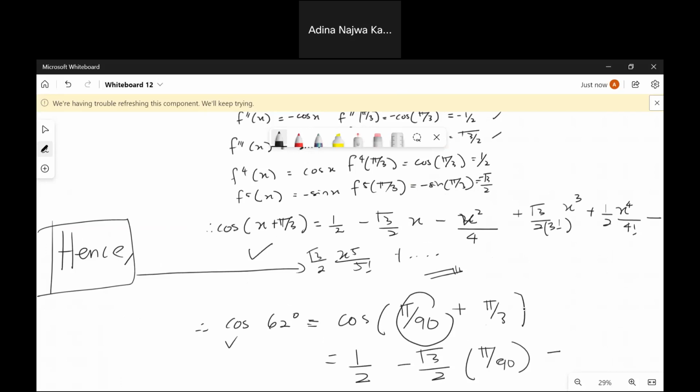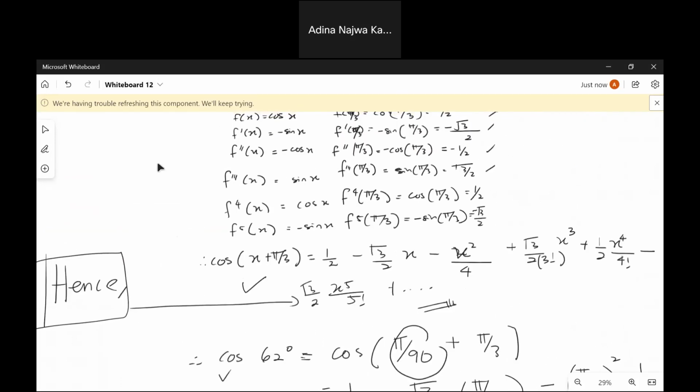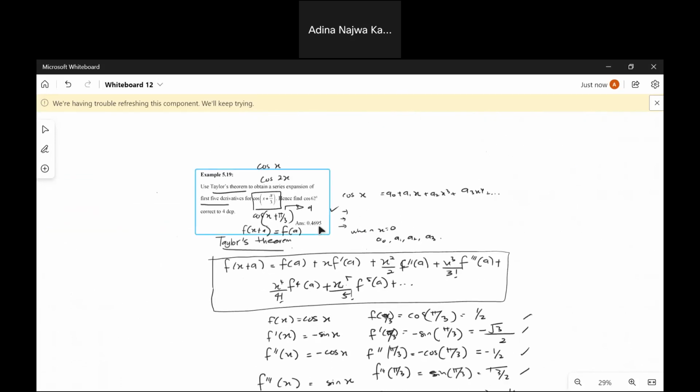And then minus, so x here is pi over 90 squared, and then over 4. So multiply with 1 over 4. You solve that up to the 5th term, plus, and finally you should get 0.5675, which is the same as the answer provided in the lecture note. So I hope that is clear for that part.